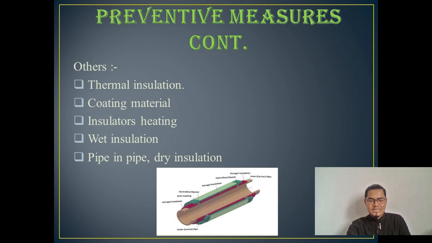And then the last is pipe-in-pipe dry insulation. So as you look at the picture, it is the pipe-in-pipe dry insulation. In this system, a channel is embedded inside another pipe. This other pipe, we are going to channel the pipe inside the pipe. For example, as you can see in this picture, an aerogel dry insulation material is inserted in the center of the annulus and is protected from hydrostatic pressure and water infiltration by an external pipe.